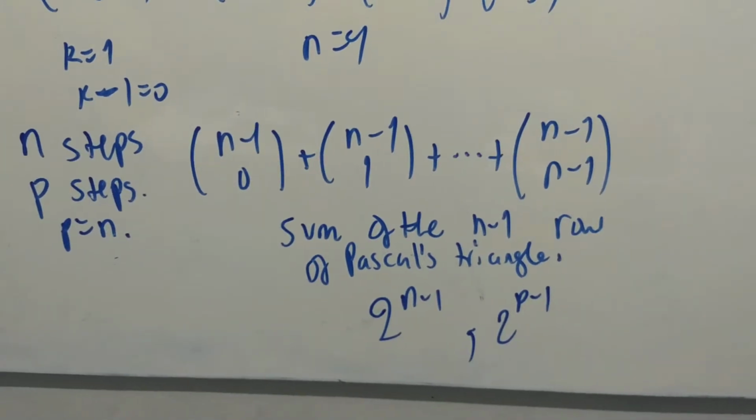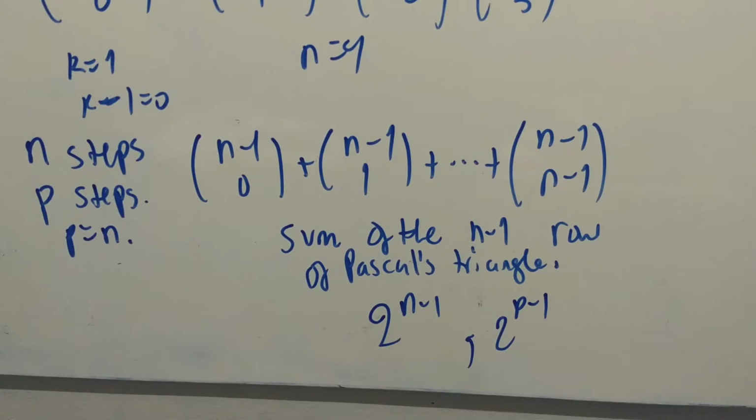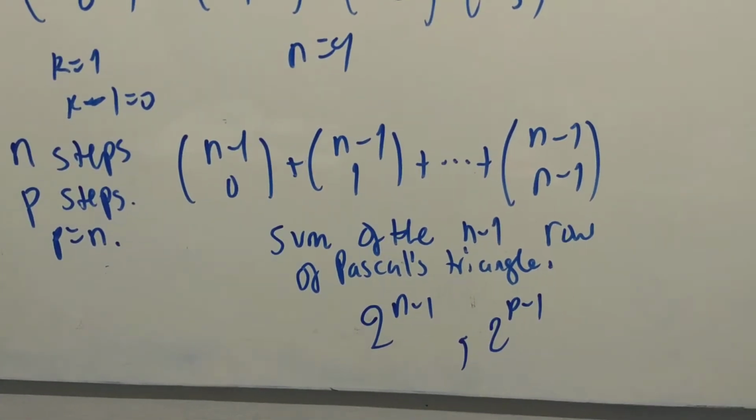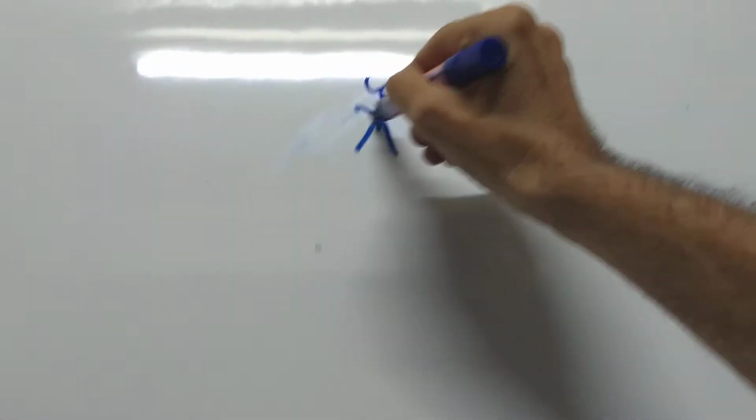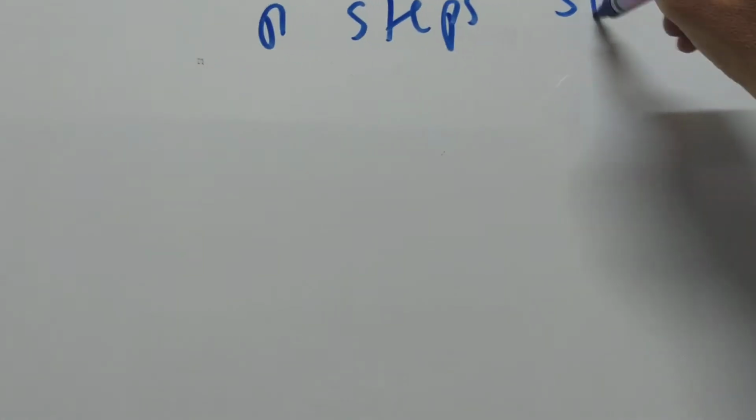Why are we doing this? Because now we have a way of computing all the initial values, the initial conditions. All right? So let's say we have P equals some number, so our staircase climber can do 1, 2, 3 up to P, and we have N steps in the staircase.